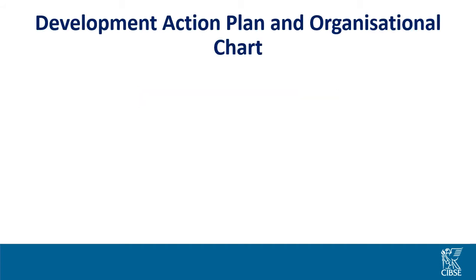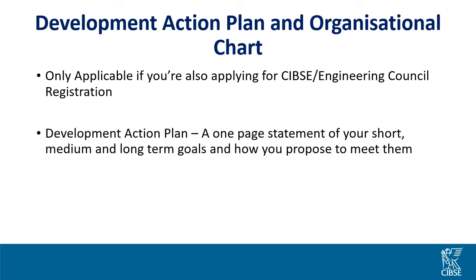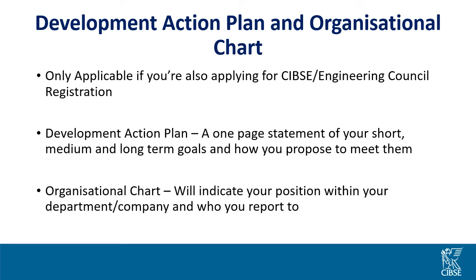If you're also applying for professional registration with CIBSE, you'll also need to upload copies of your development action plan and organisational chart. So this is only applicable if you're applying for CIBSE Engineering Council registration, and your development action plan is a 1-page statement of your short-term goals, 1 to 3 years, your medium-term goals, 3 to 7 years, and your long-term goals, 7 to 10 years, and how you propose to meet them. Your organisational chart will show your position within your department or company and who you report to.